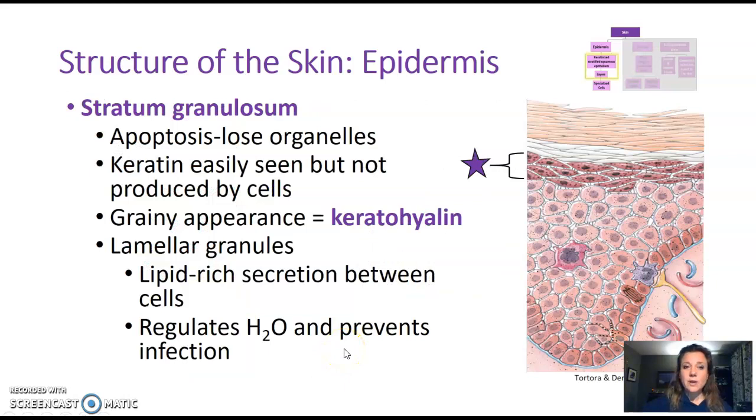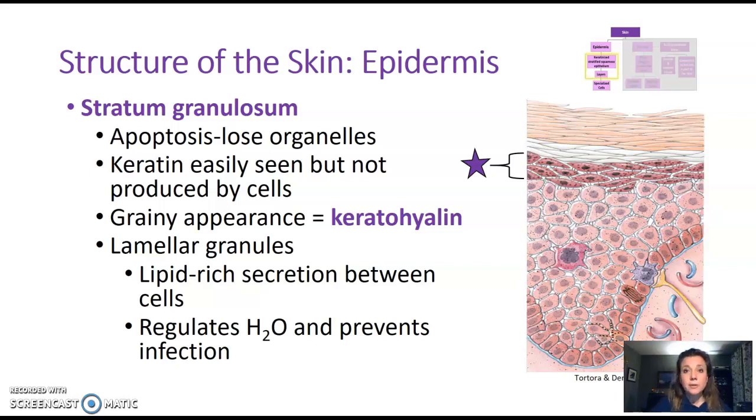Above that, we have the stratum granulosum. Here, the cells are starting to undergo apoptosis and they lose their organelles. The keratin is easily seen as dark spots or granules, which you can see in our picture here, but the cell is no longer synthesizing keratin. The grainy appearance that they have is due to a protein called keratohyalin, and this is going to form crosslinks between the keratin proteins, and it's going to help to keep the cells very closely together, again, maintaining this close association in between the epithelial cells to create that impenetrable barrier that is characteristic of our skin.